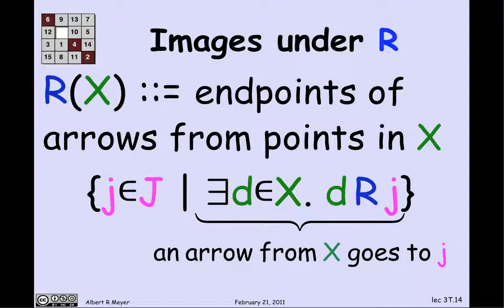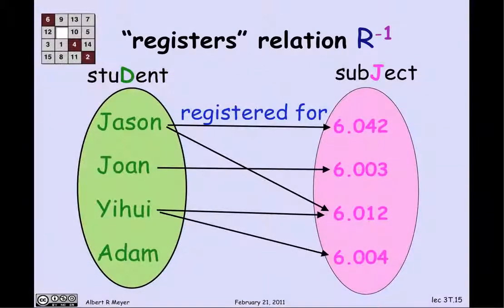So an arrow from X goes to J is what "there exists a D in X, D R J" means, written in logic notation. It's really talking about the endpoints of arrows, and that's a nice way to think about it, but you ought to be able also to retreat to give a nice, crisp, set-theoretic definition without reference to pictures, if need be. So that's an official definition of the image under R.